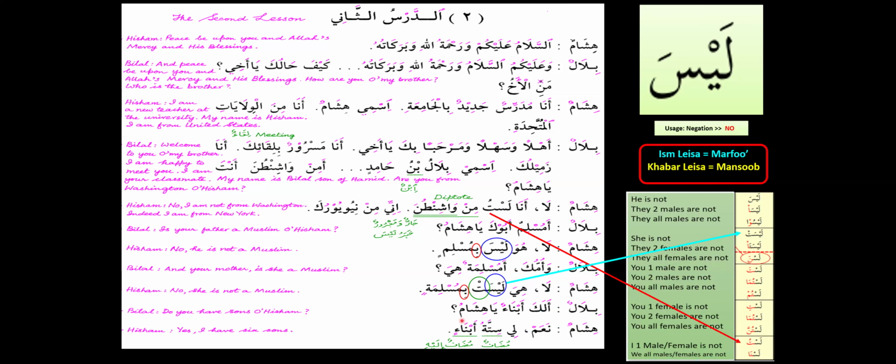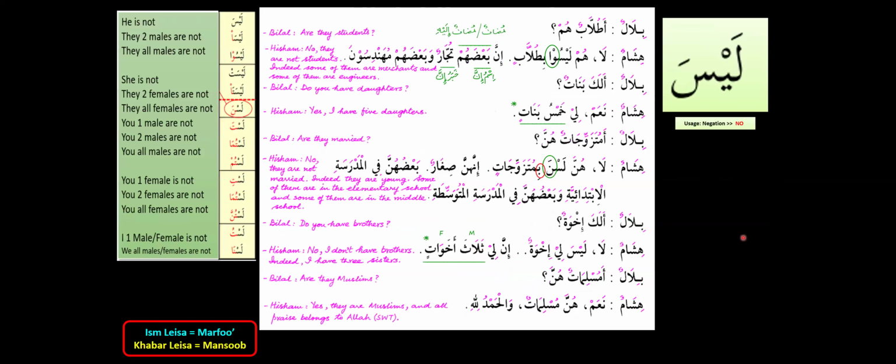I hope you understood that this laysu came from this pronoun, and this laysat, this ta is coming from there. Continuing with the exercise. Bilal is asking, Atullabun hum, are they students? So look, what is Hisham saying? La hum laysu bitullabin. No, they are not students.